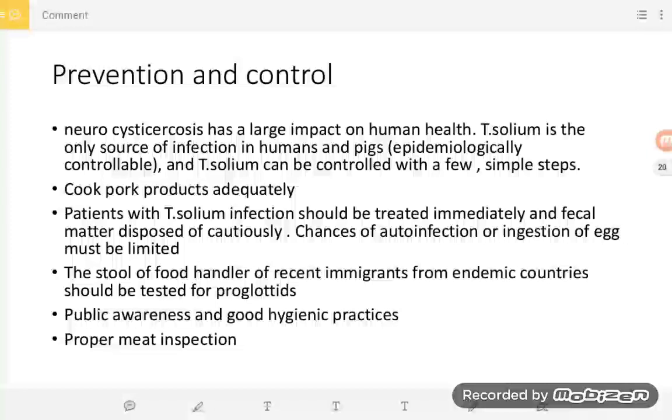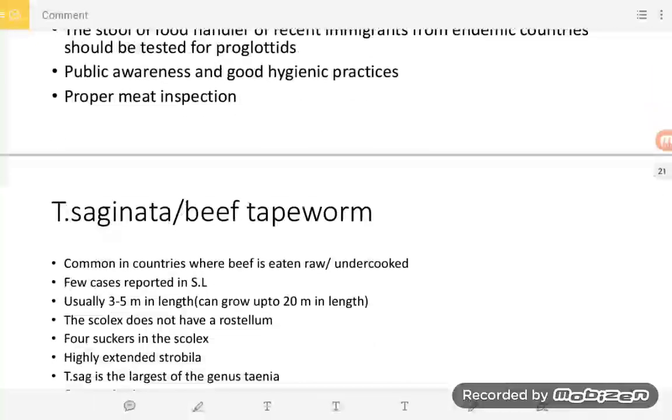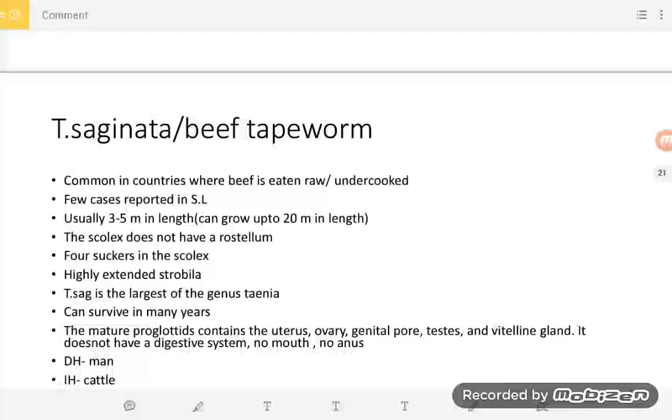And public awareness, personal hygiene practices and proper meat inspection. So these are the possible ways to prevent the disease Taenia solium. Then Taenia saginata, which we call the beef tapeworm.